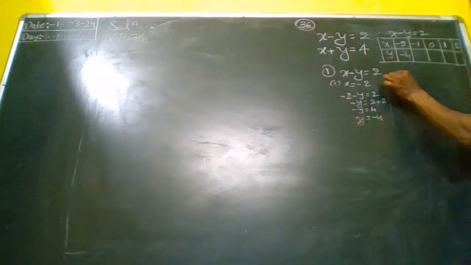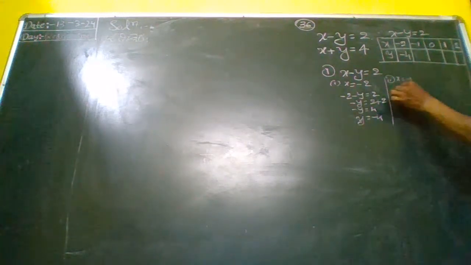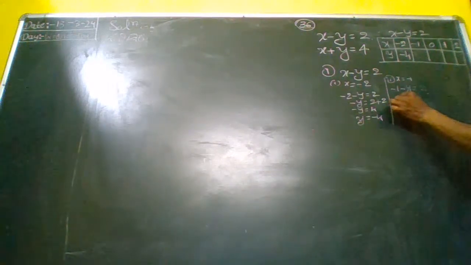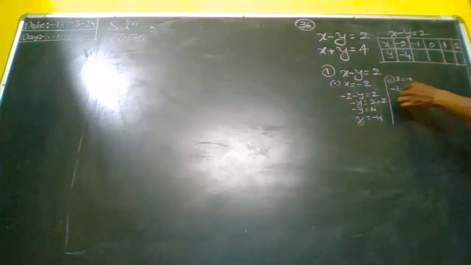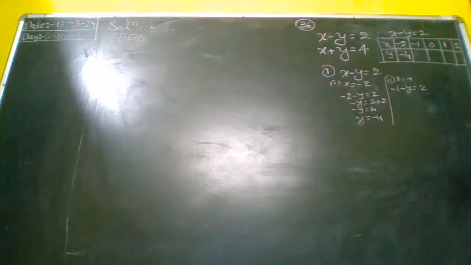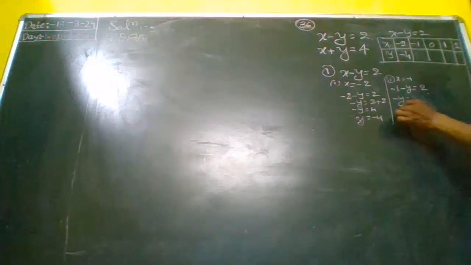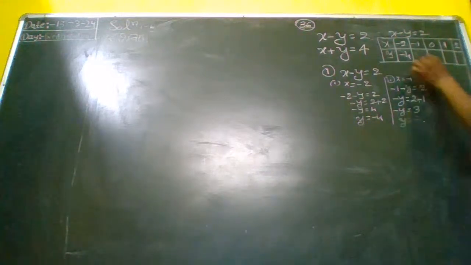The next one is x is equal to minus 1. So what does it become? Minus 1 minus y equal to 2. And again I will transpose the minus 1 to RHS, so it will become plus. Minus y equal to 2 plus 1, minus y equal to plus 3, and y is equal to minus 3.